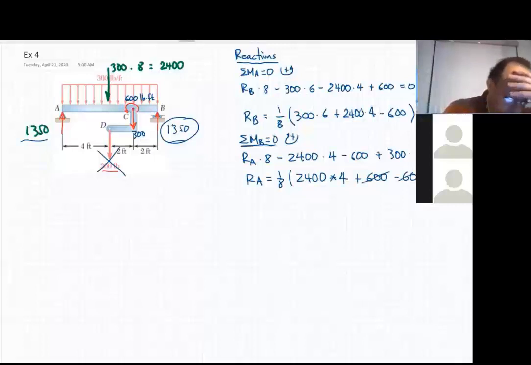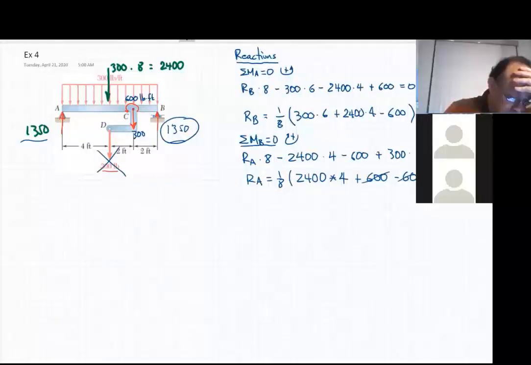Maybe something has the wrong sign. Minus 600. I think it's a sign on the 300. Isn't it supposed to be negative? This one is negative, yeah. Okay. So this is plus and this is plus, so you don't cancel those 600s. Now it equals 1,350.